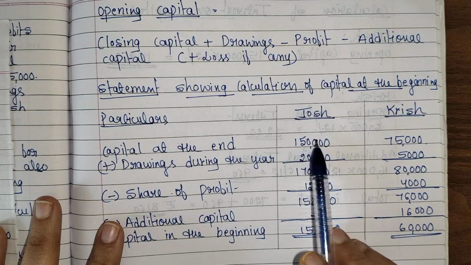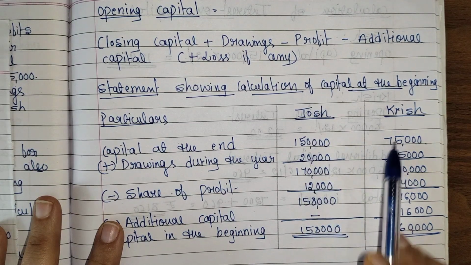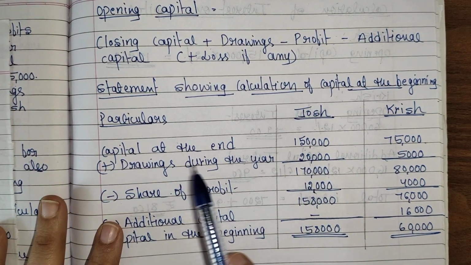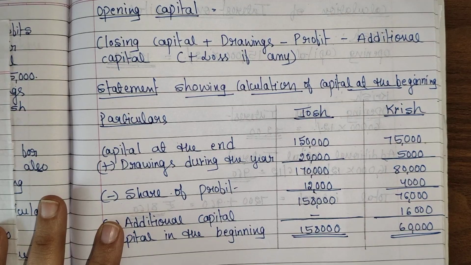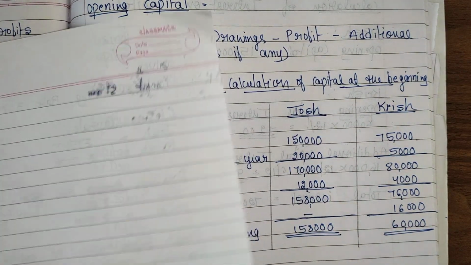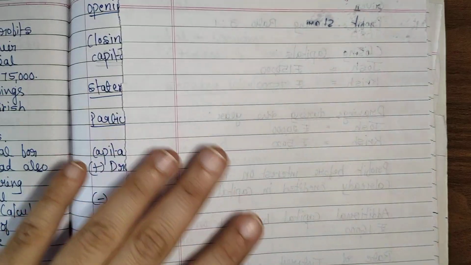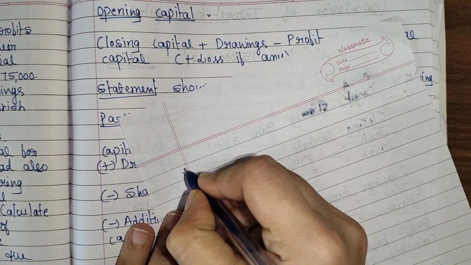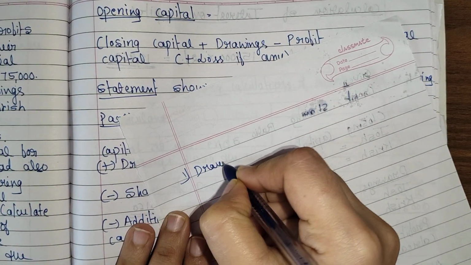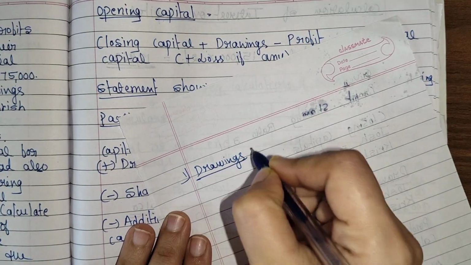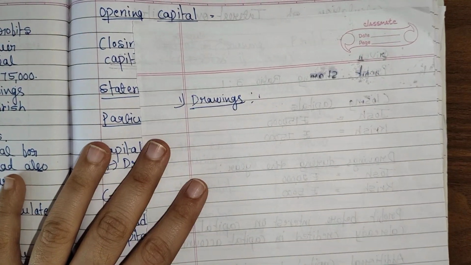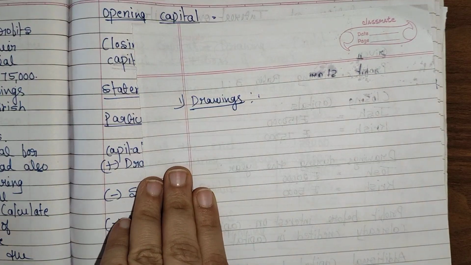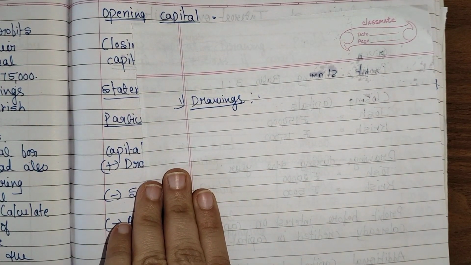First write down capitals: 1,50,000, 75,000, and add drawings during the year. Now here I will explain through one example why we add drawings. See, drawing reduces the capital balance, right?